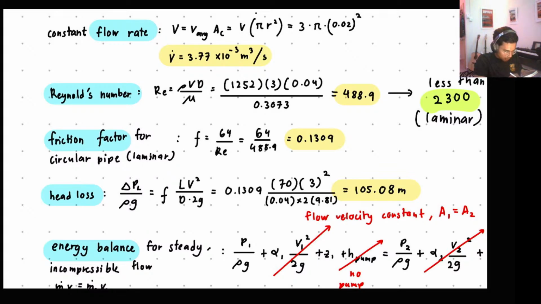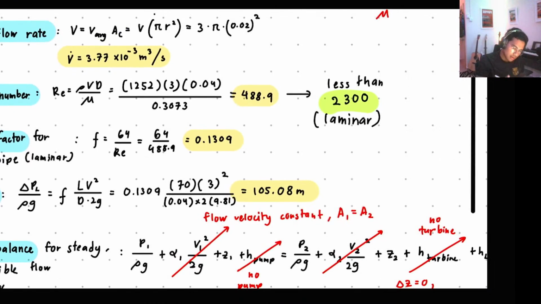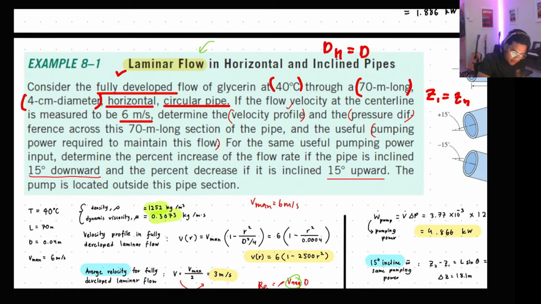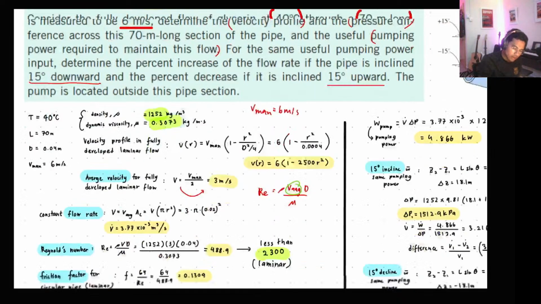0.1309 times 70 times 3 squared over 0.04. You guys kena buat sama-sama tau. 2 kali 9.81. Dia dapat 105.08 meter. So that is our head loss. So dia tanya, velocity profile dah jumpa, pressure difference belum jumpa lagi, but kita dah jumpa head loss.